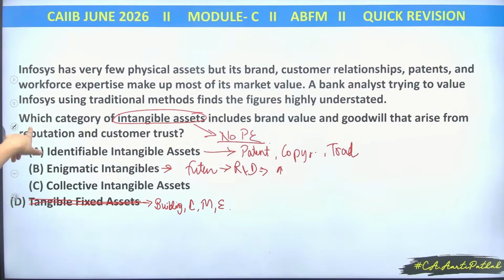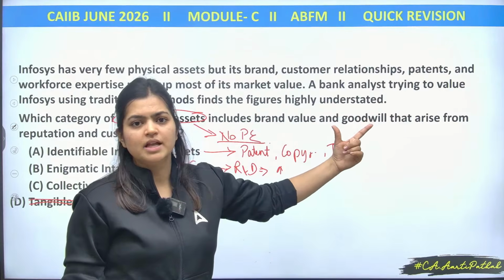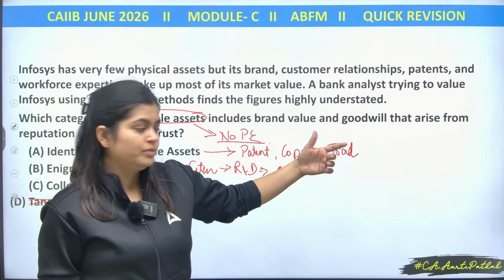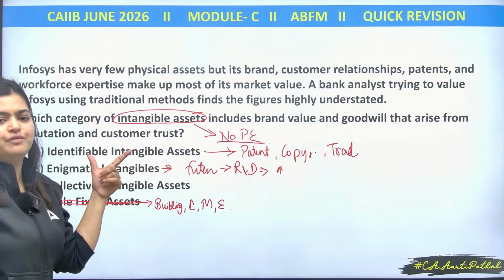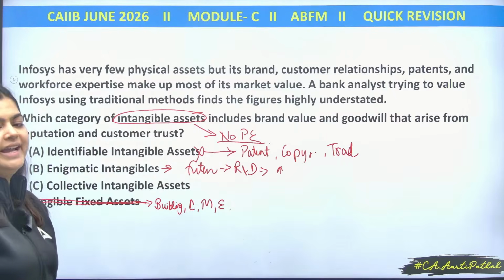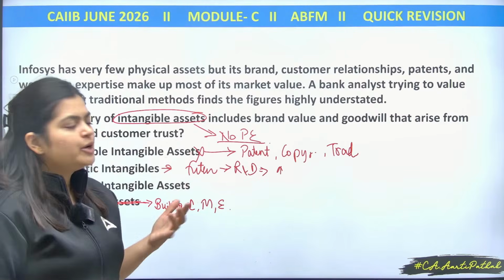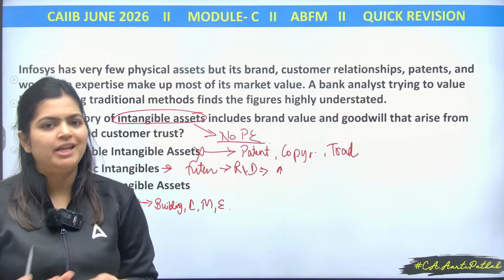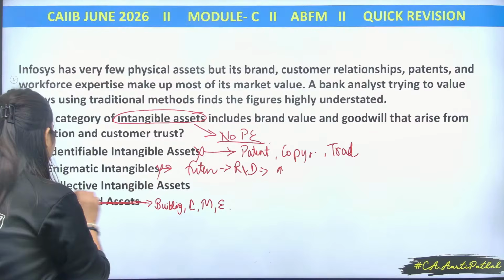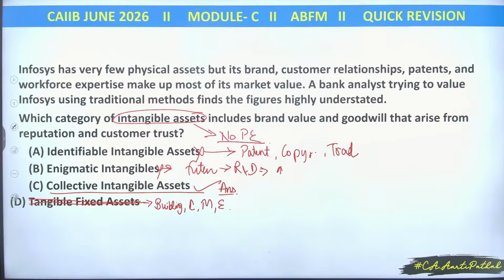Now, they are asking which category of intangibles includes brand value and goodwill? Are you purchasing this directly? No. Can you identify the exact value that you have paid or registered for it? No. So the right answer is not identifiable. Enigmatic means that it is under process right now. Already you are holding goodwill and brand value. Is that under WIP? No. So that is also not the right answer. The right answer is collective intangible assets, answer C. I hope now you understood why the right answer is answer C.